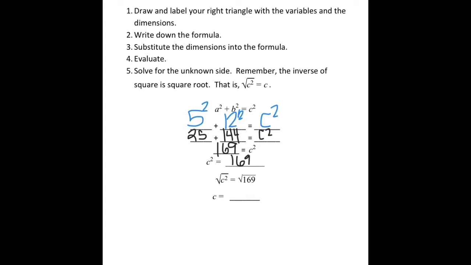In order to get c squared all by itself, I must take the square root of that. So the square root of c squared, whatever I do on one side, I do to the other. The square root of c squared is c. The square root of 169 is 13.